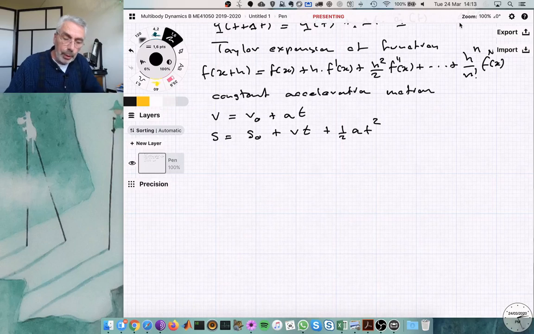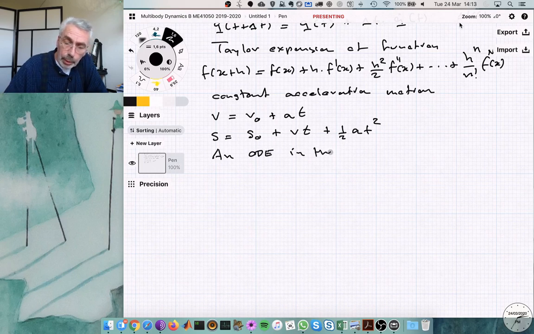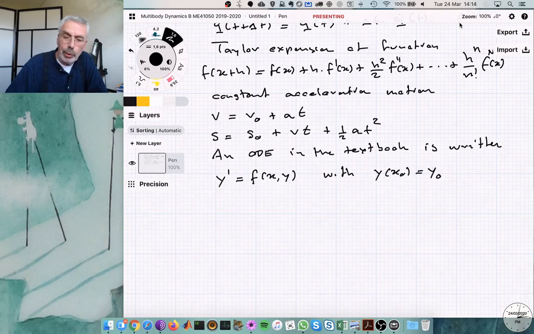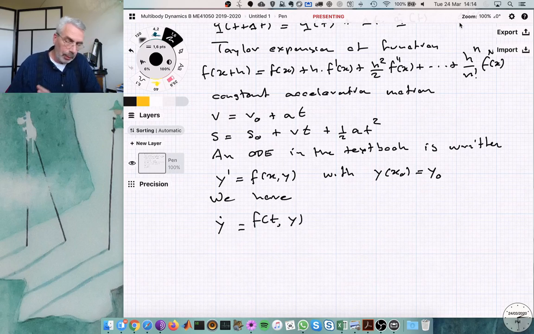Okay, now I'm going to make the connection with textbooks. An ordinary differential equation in the textbooks is usually written like this. They write y prime is some function of x and y, with some initial value, y at x0 is y0. So that's usually the statement. Now we don't work with x as the independent variable on the horizontal axis, we work with time. So we don't have these differentials. What we have actually is y dot is some function of time and y, and that's everything when we're doing dynamics.